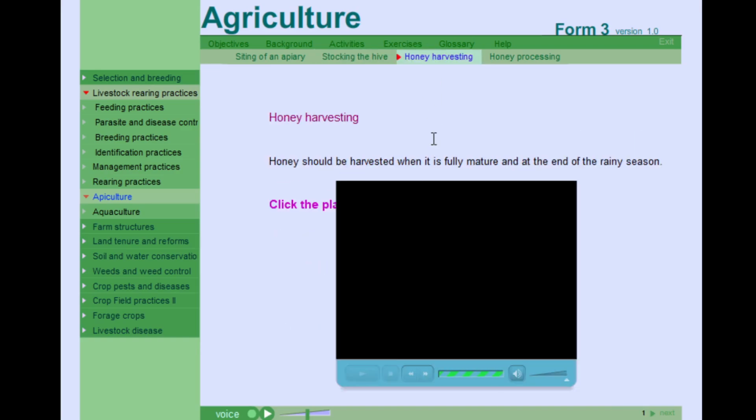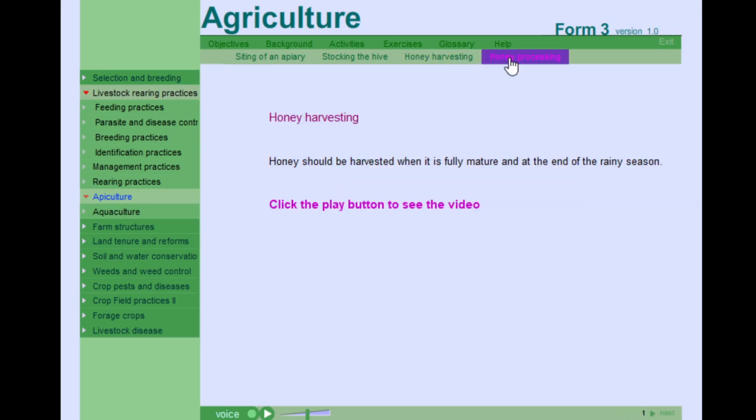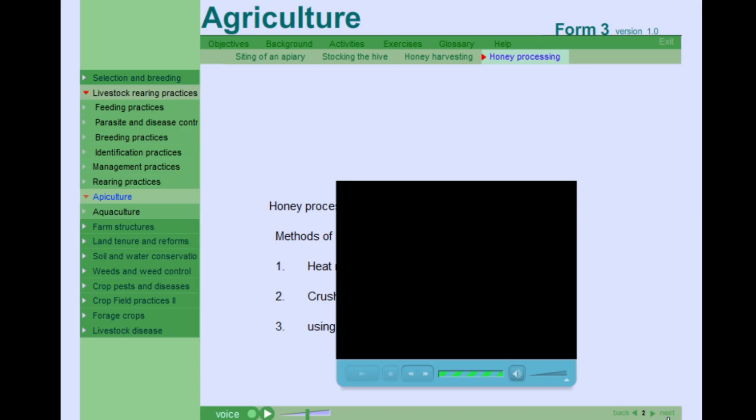Honey harvesting. Honey should be harvested when it is fully mature and at the end of the rainy season. Honey processing. Methods of honey processing include heat method, crushing and straining, and using centrifugal extractor.